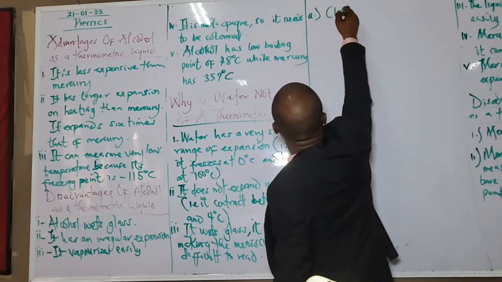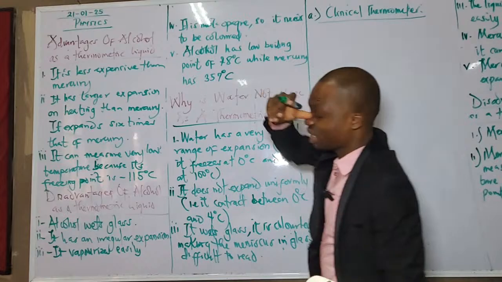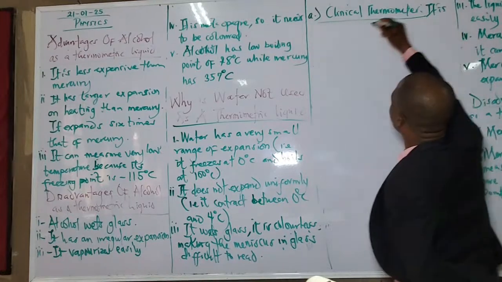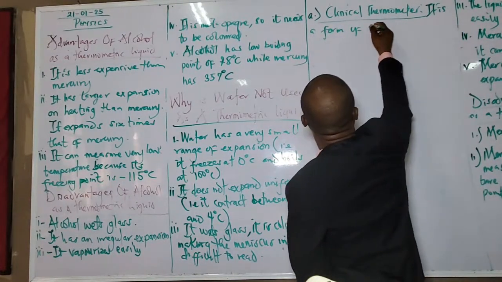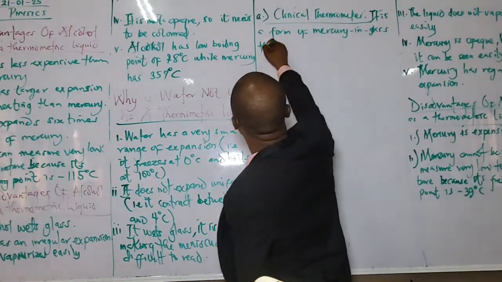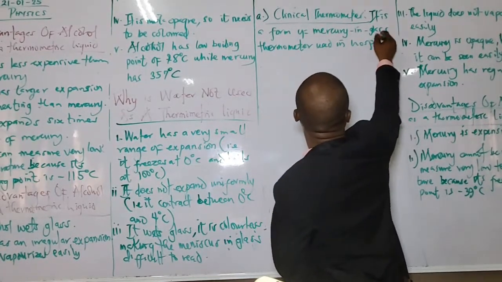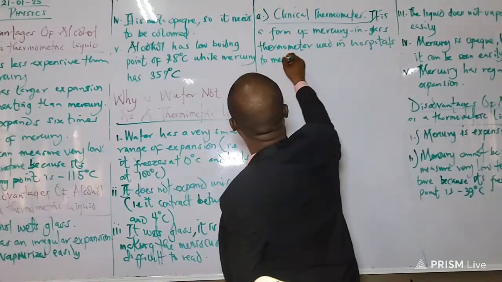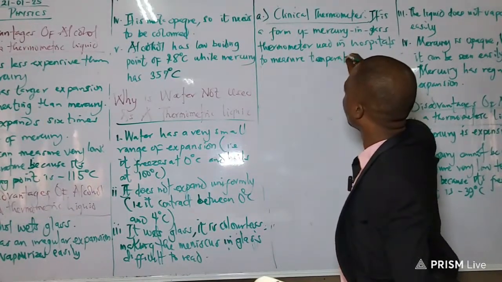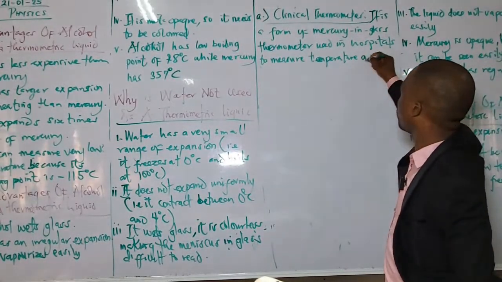A clinical thermometer is a form of mercury in glass thermometer used in hospitals to measure the temperature of the human body.